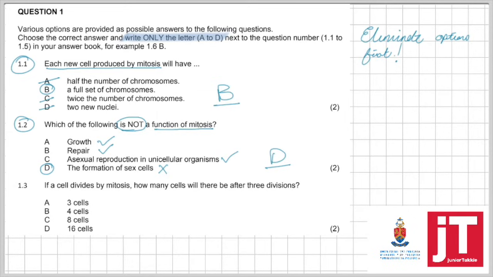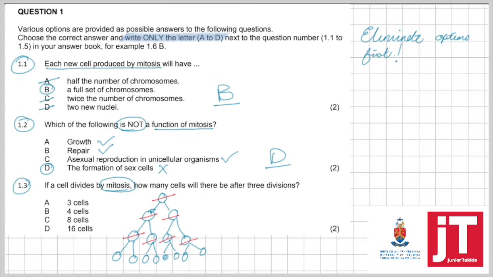Question 1.3. If a cell divides by mitosis, how many cells will there be after 3 divisions? Right, well, if we're not too sure how this works, then let's quickly do a drawing to help us identify the answer to this question. Okay, so if I had 1 cell and it underwent mitosis once, I end up with 2 cells. If it undergoes mitosis twice, I end up with 4 cells. If mitosis takes place 3 times, I end up with, yep, you guessed it, 8 cells.